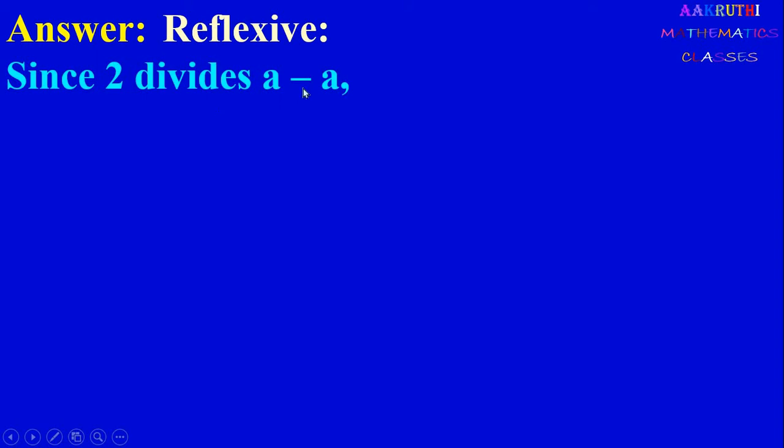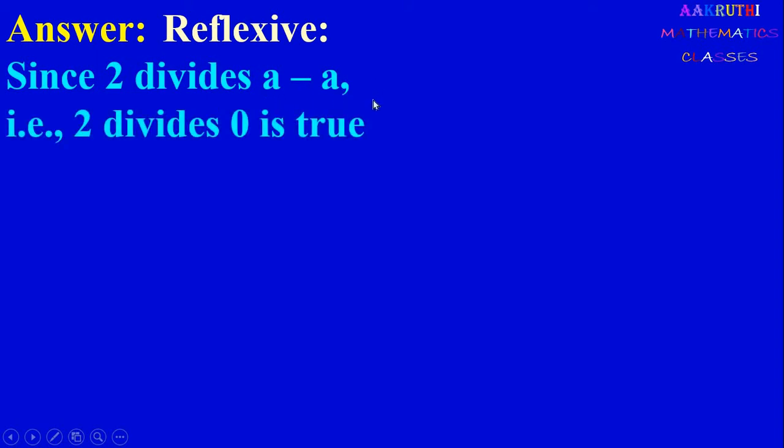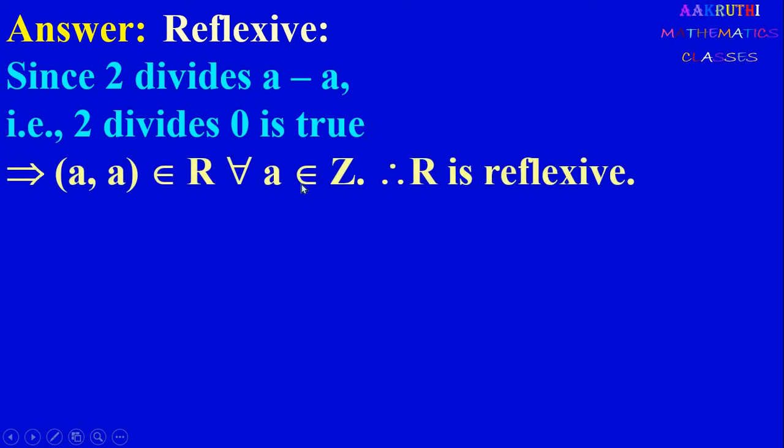Since a minus a is 0, 2 divides 0 is always true. Therefore (a, a) belongs to R for all a belongs to Z. So therefore R is reflexive. Next, it is symmetric.